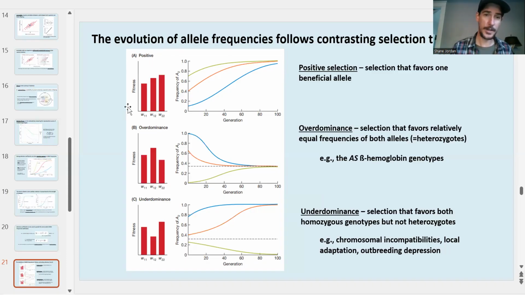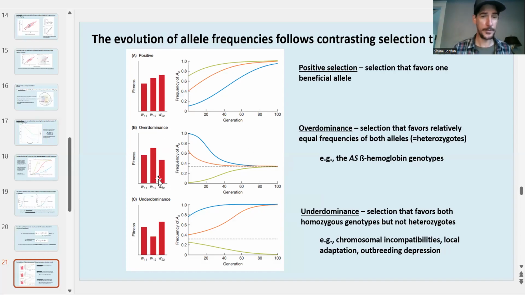And the graph on the left is showing that the genotypes that carry this beneficial allele have higher fitness. This is in contrast to a different model, which is known as overdominance. Overdominance is selection that favors relatively equal frequencies of 2 different alleles, which we call heterozygotes. So this is a scenario where we start off with a very low frequency of some mutant allele, or a very high frequency, or an intermediate frequency of this mutant allele, and in all these different simulations over time, a relatively intermediate frequency of these alleles is going to be favored.